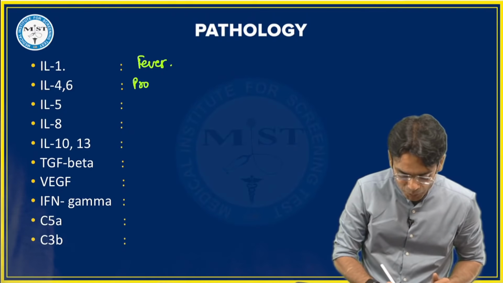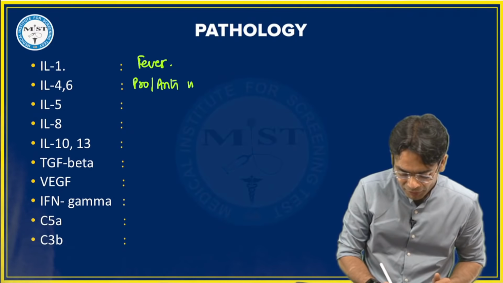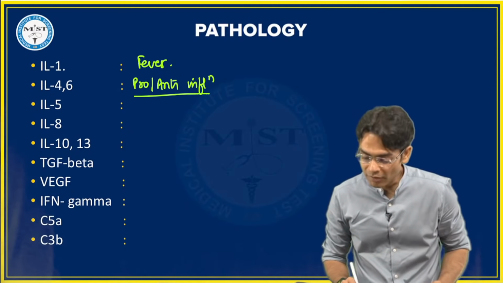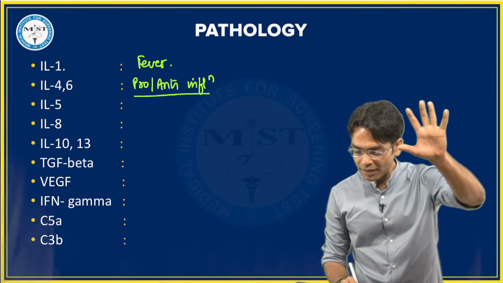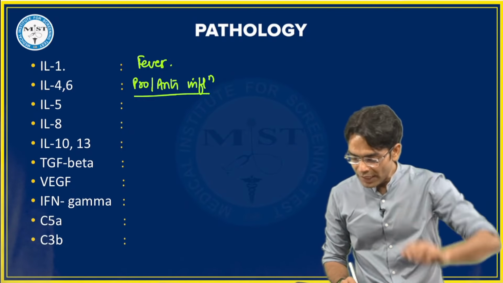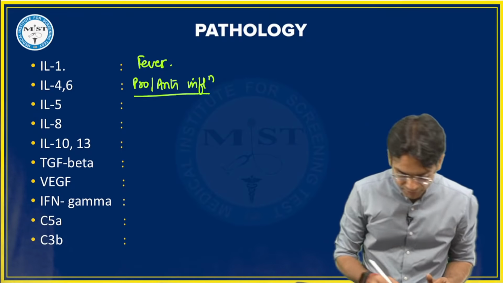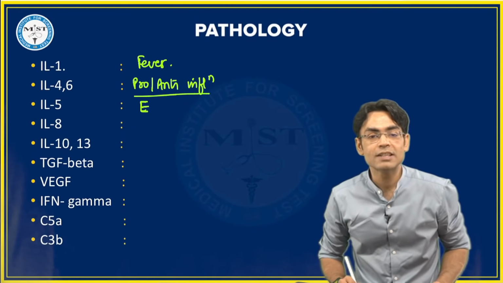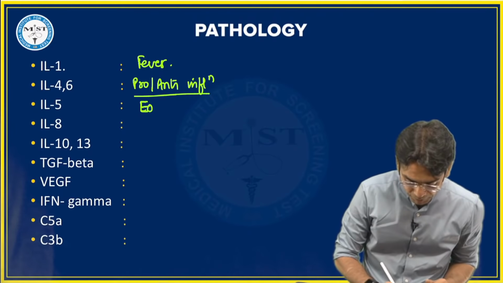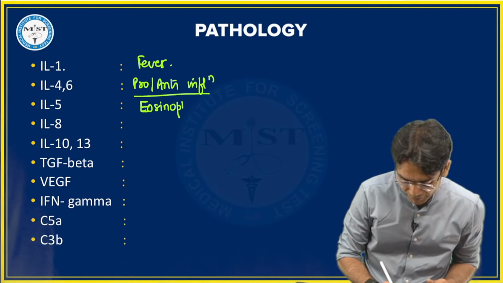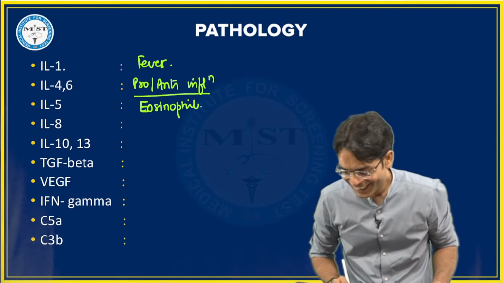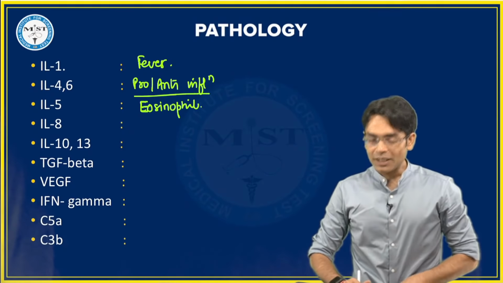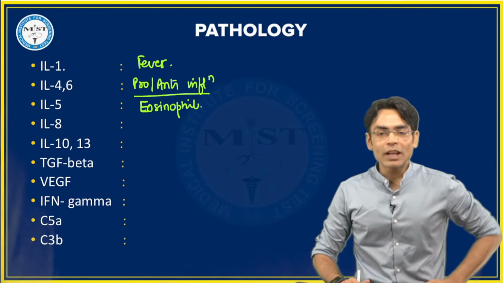This is pro- and anti-inflammatory both. Both will be there in this. Okay. Interleukin 5. Very good Prerna. This is eosinophil. Yes, correct. It is eosinophil. Next, tell me interleukin 8.